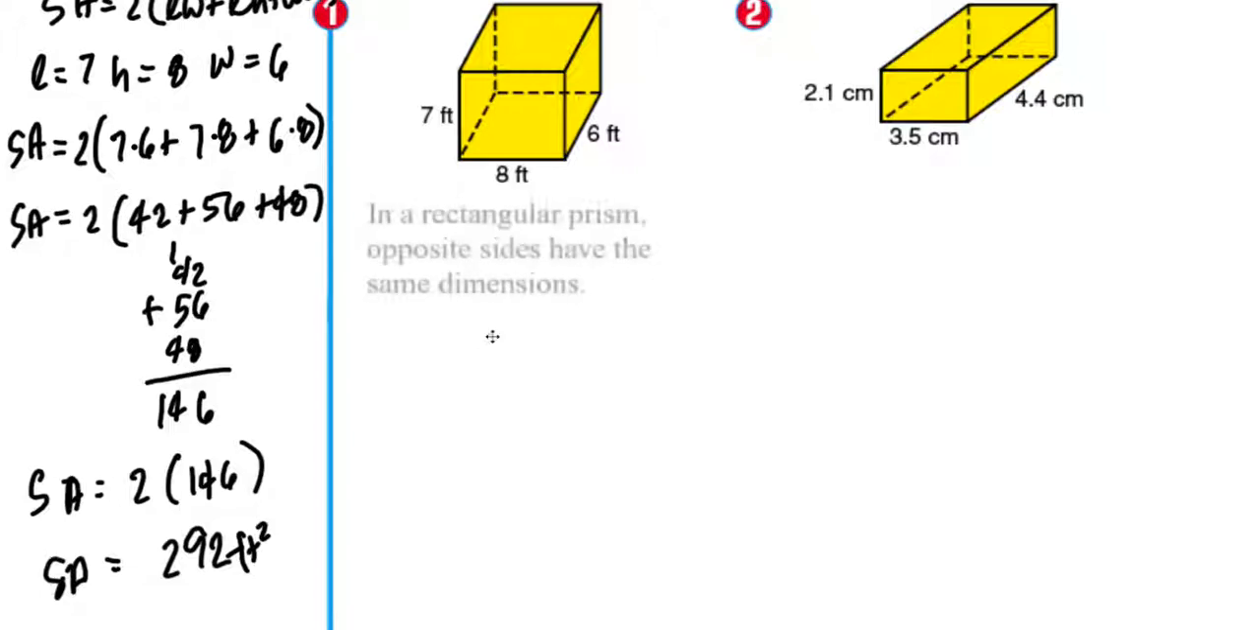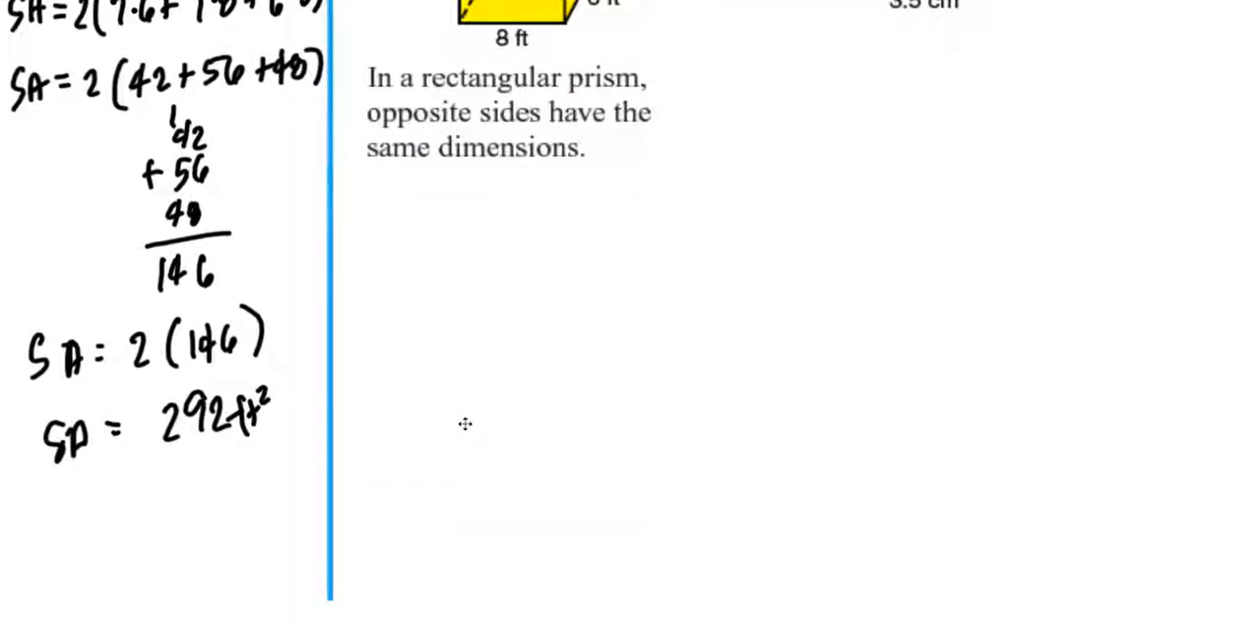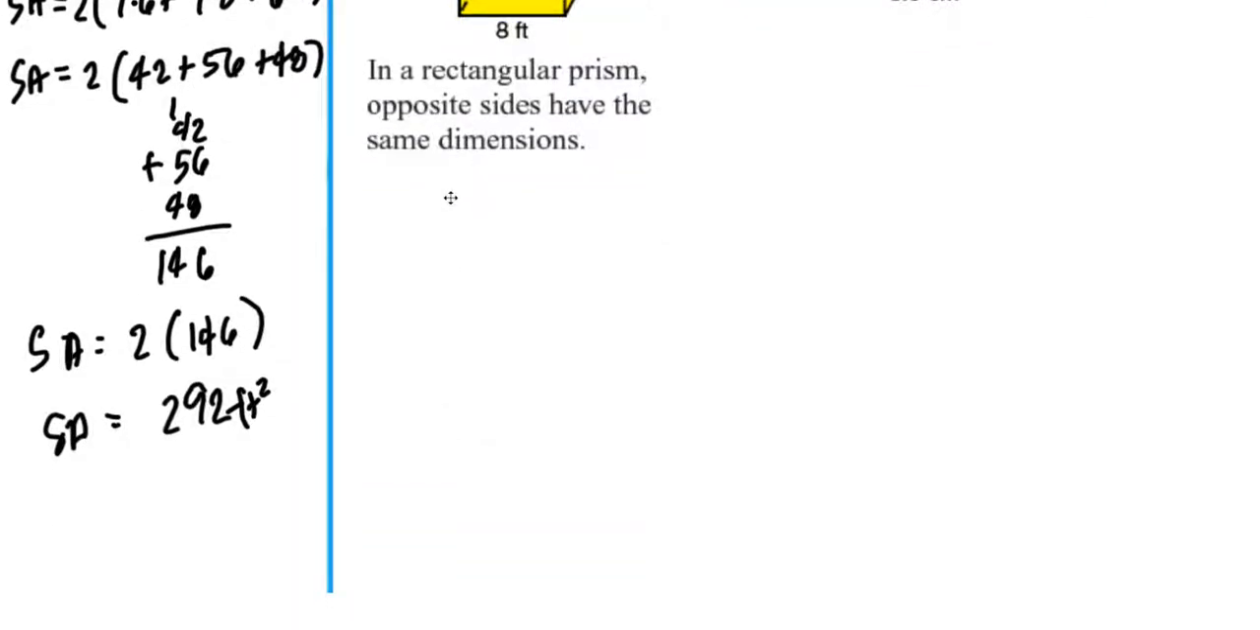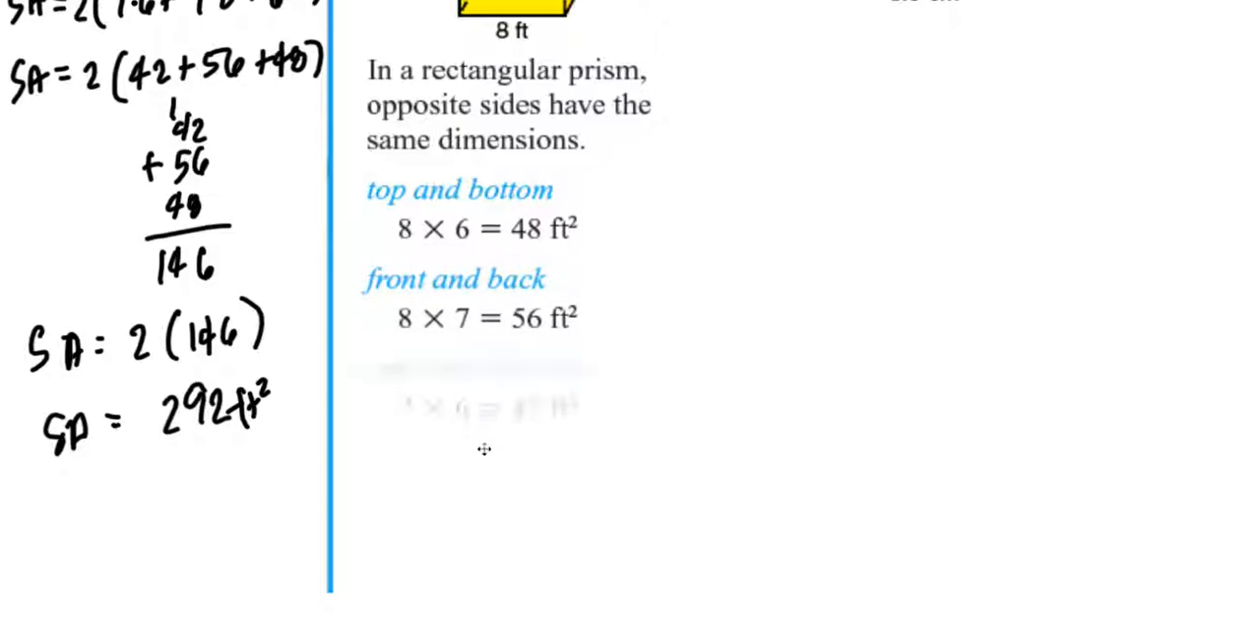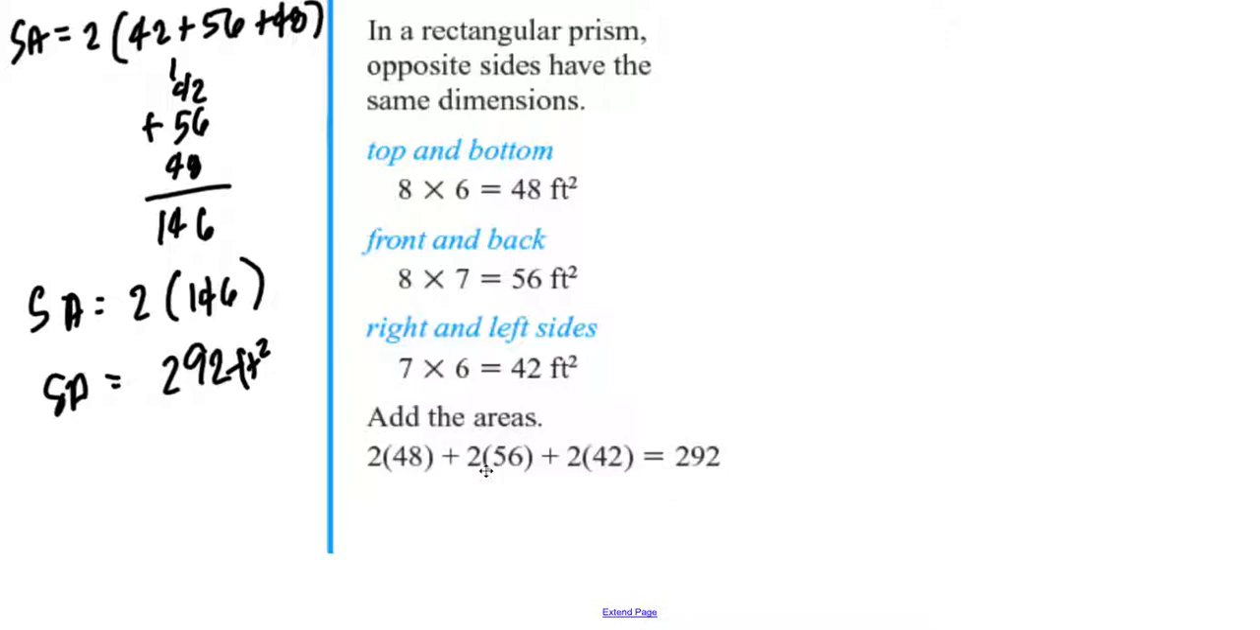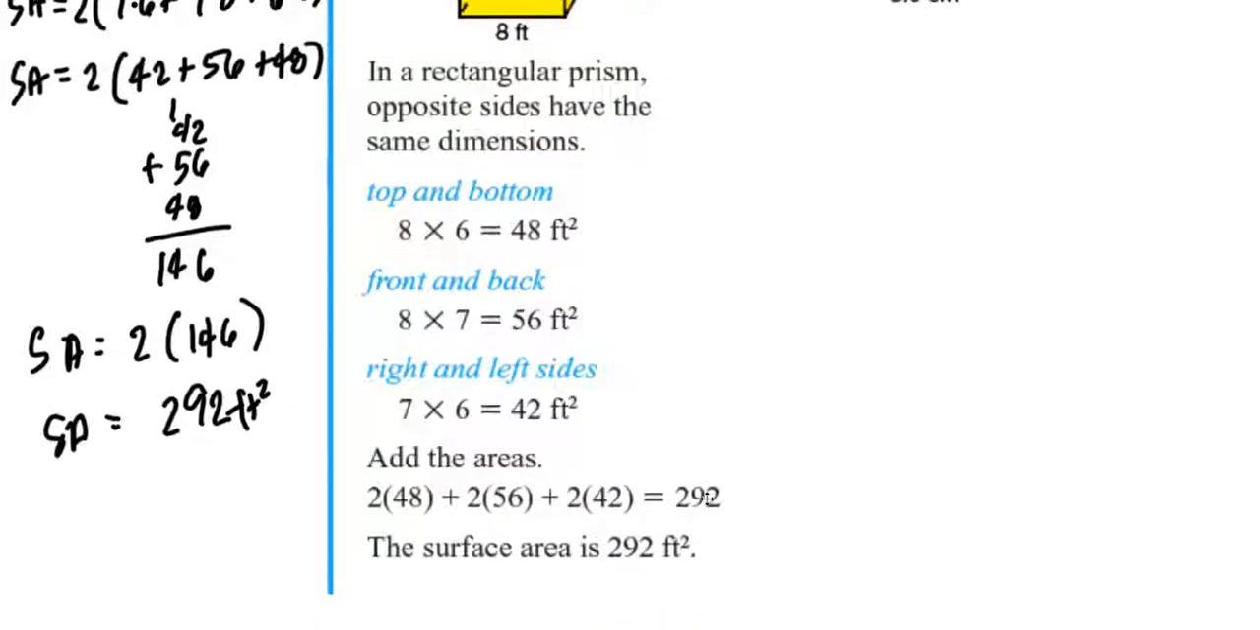Again, in this rectangular prism, opposite sides have the same dimensions, and this is what the book did. So top and bottom 48, front and back 56, and right and left 42, and then they simply added all of them. Look at this one, very similar to the formula. Actually, it's exactly the same as our formula. End up with 292 square feet.